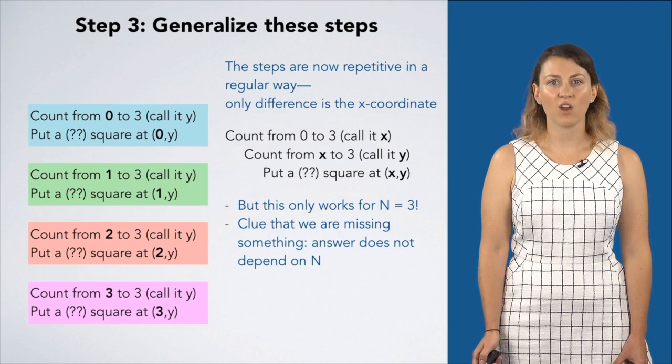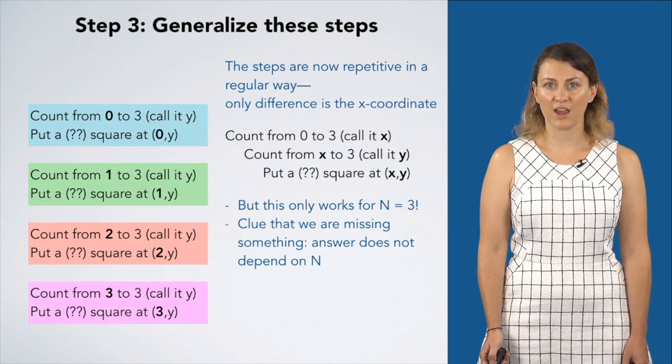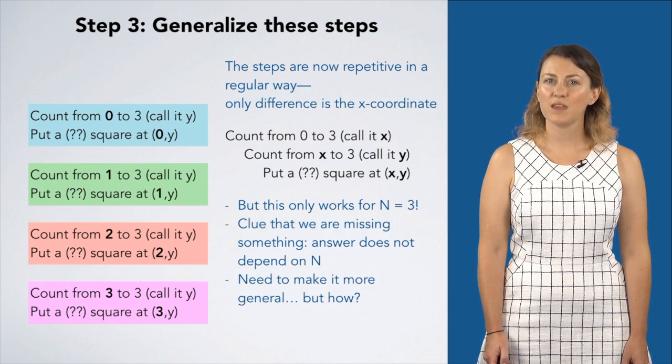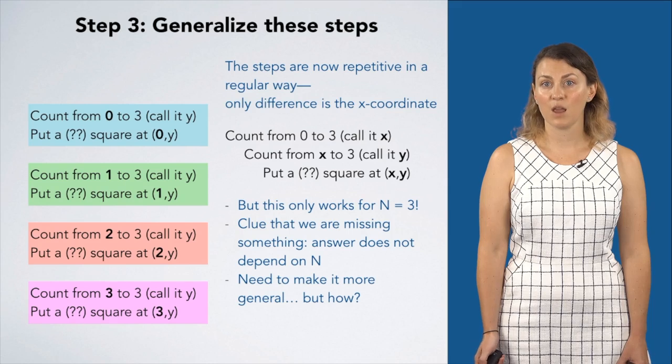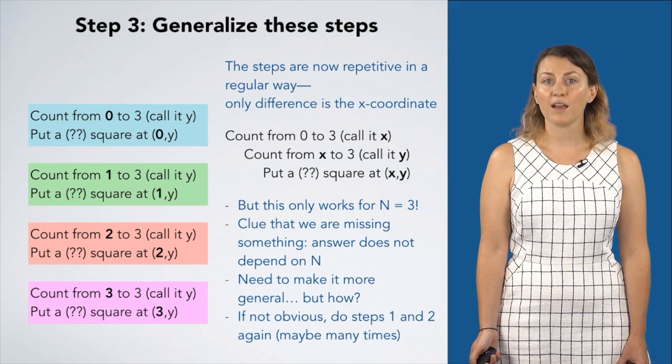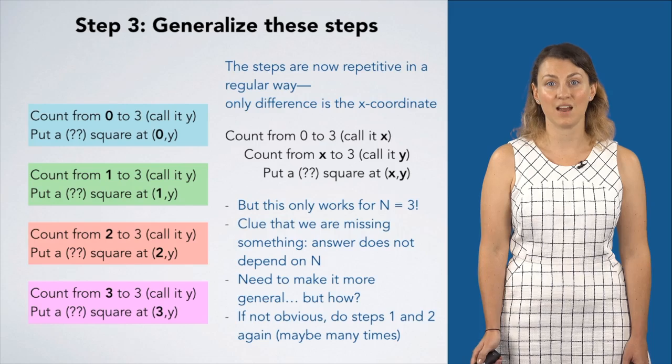A clue that we have not finished generalizing is that the steps do not depend on n at all. We know that the pattern will be different for different n, but this is not reflected in the algorithm we wrote. We need to make it more general. How could we do this? We might just realize it, but if we don't, we can go back and repeat steps 1 and 2. If the pattern is hard to figure out, we may have to do steps 1 and 2 many times.